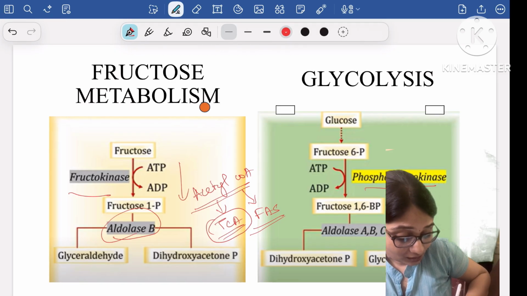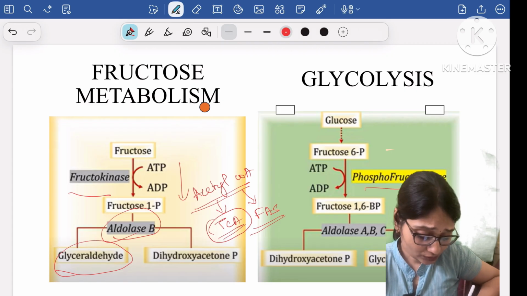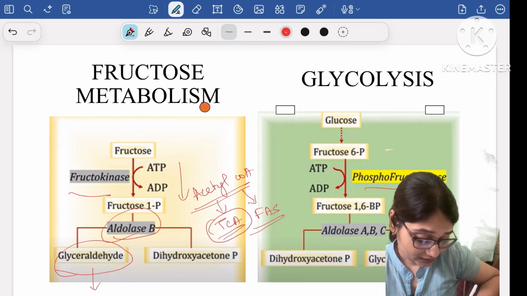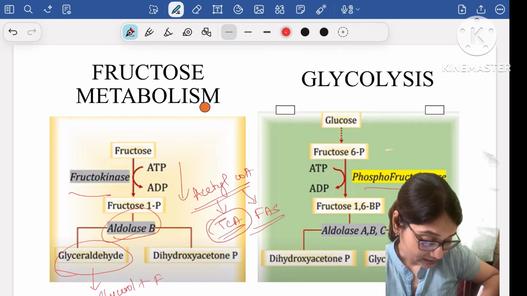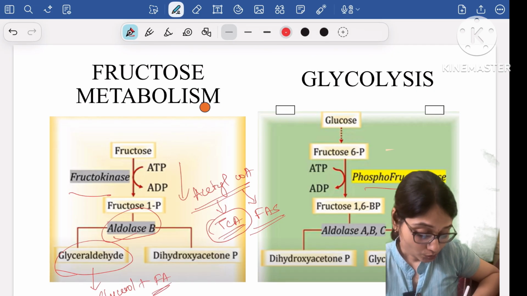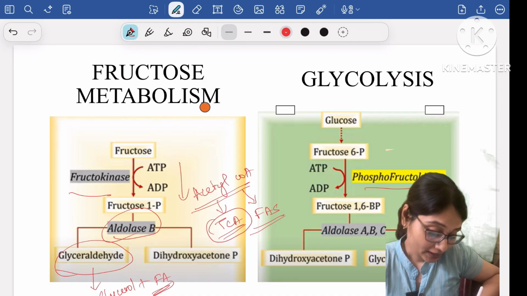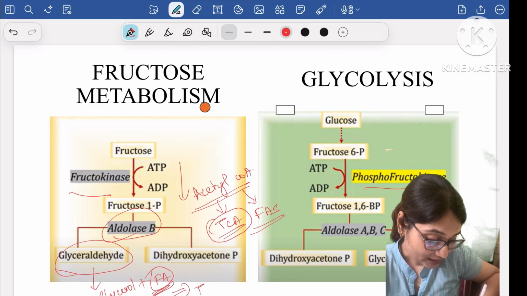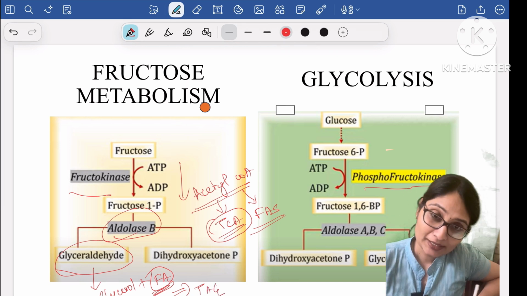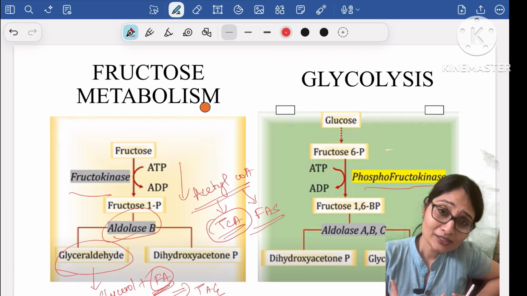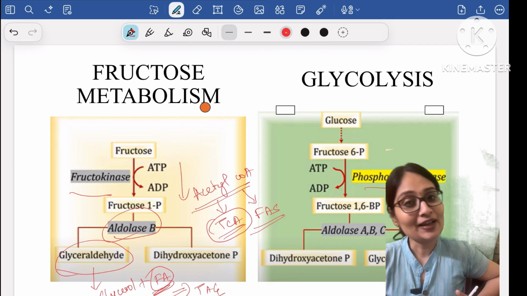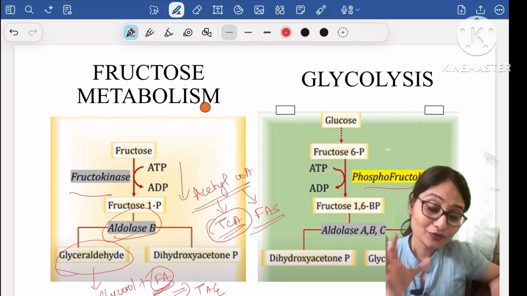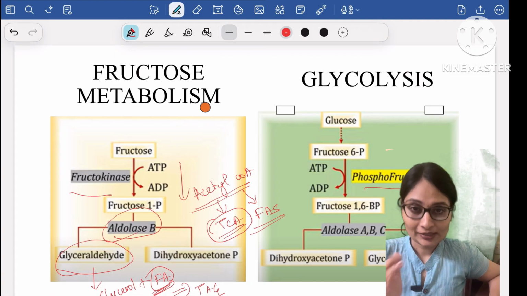And what happens with this glyceraldehyde here? From this glyceraldehyde we end up getting glycerol. So we have glycerol, and we also have fatty acids coming from acetyl CoA. So what is this combination going to give you? Fatty acids plus glycerol combine and give us triacylglycerols or triglycerides. So if there are more triglycerides in your blood, what do we ultimately end up getting? It's nothing but your fatty liver, right? So that is how fructose metabolism is linked to fatty liver.